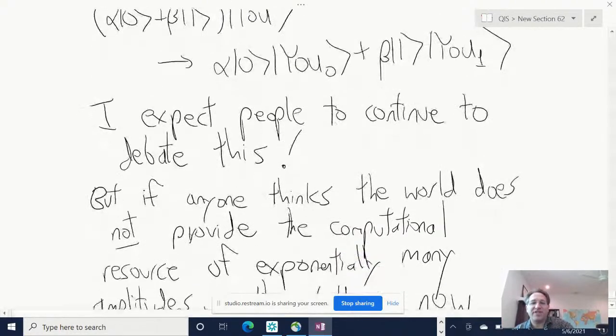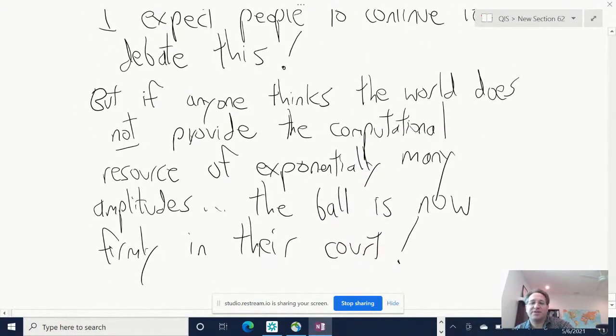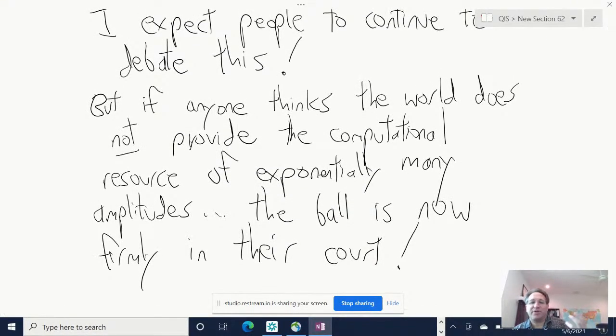I think if anyone thinks that the world does not provide this computational resource of exponentially many amplitudes, given the quantum supremacy experiments, I think the ball is now in their court to explain how that could be.